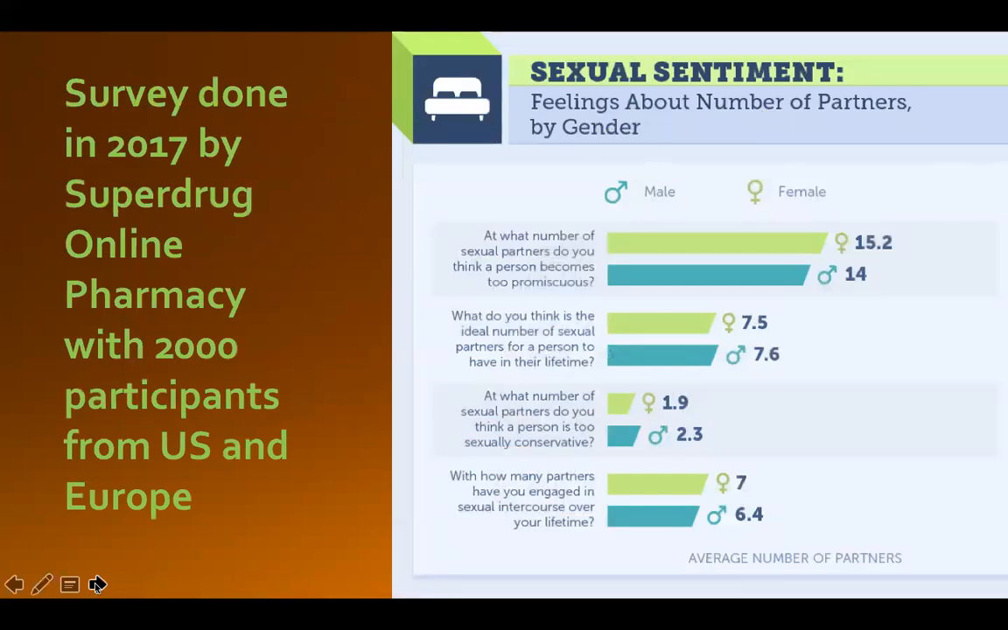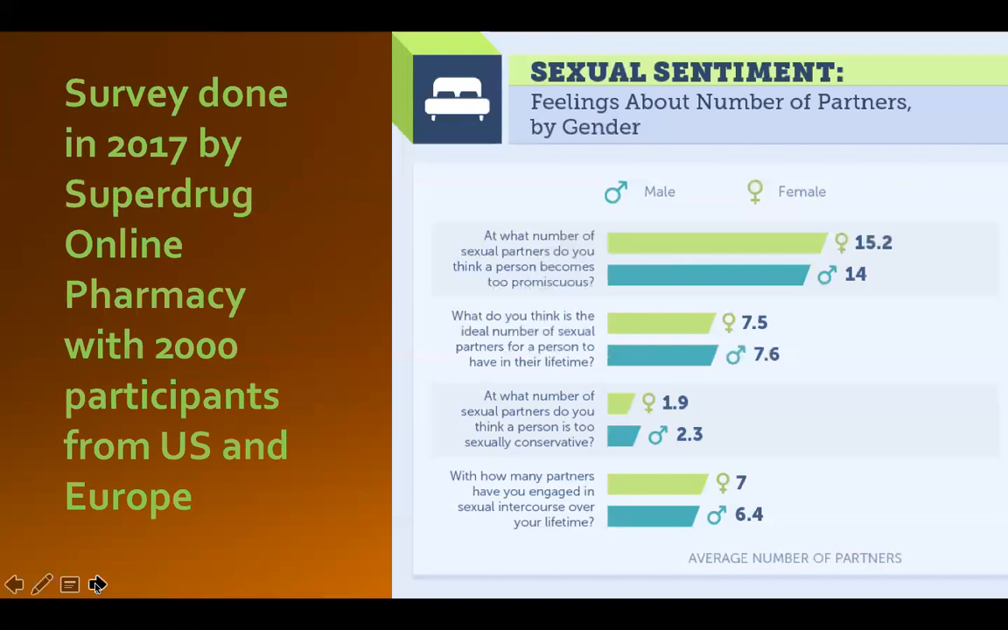Also, when we talk about our own sexuality and our bodies, a lot of times people wonder, what is the right number, what causes promiscuity, or what we call promiscuous. This is an interesting online survey done in 2017 with 2,000 participants from both the US and Europe. It was interesting, the number of sexual partners at which you think a person becomes too promiscuous: the females said 15.2, and the males said 14. What do you think the ideal number of sexual partners for a person in a lifetime is? About the same. People thought at least 7.